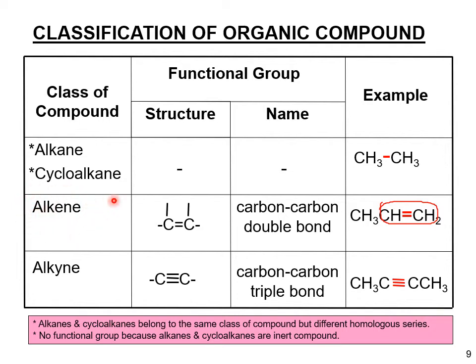But the name of the functional group is carbon-carbon double bond, and you need to circle the C double bond C. Same for this one. The class of compound is alkyne, which has a carbon-carbon triple bond. So this is the structure, and this is the name, and you need to circle the C triple bond C. So this is the functional group of alkyne, carbon-carbon triple bond.